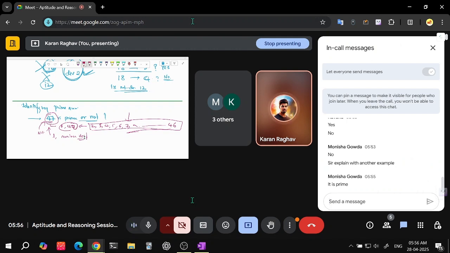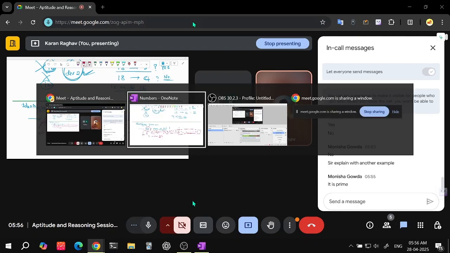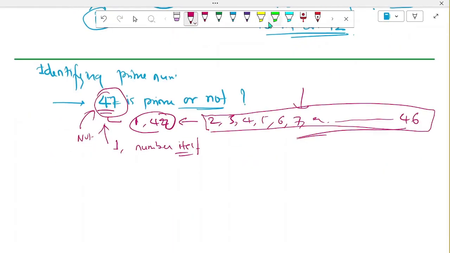I hope the definition of prime number is very clear. Okay, that is prime, that is correct. But how will you identify whether a given number is prime or not? Using simple steps. Now solving 47 is simpler. If you take a bigger number like 123, how will you check this one?